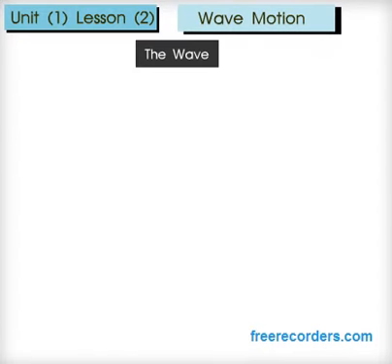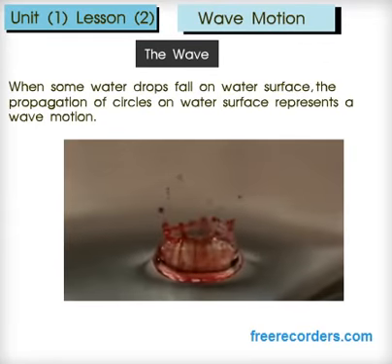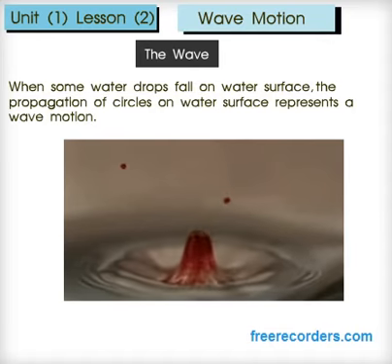The wave. When some water drops fall on water surface, the propagation of circles on water surface represents a wave motion.